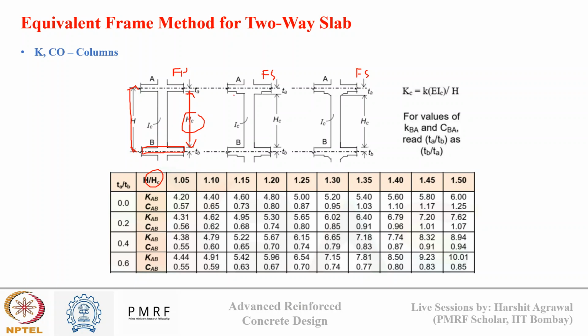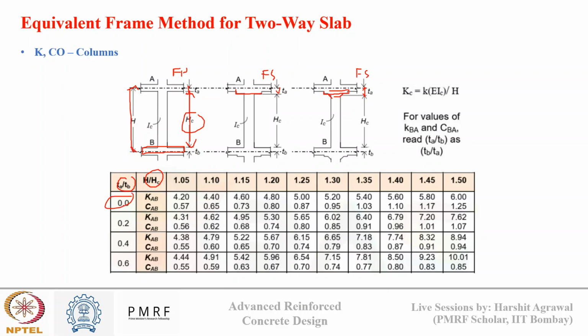TA value will depend upon whether it is a flat plate or a flat slab. So for flat plate, TA is this. For flat slab, it will be this plus the thickness of drop panel, and for flat slab with column capital, it will be the total thickness, TA plus thickness of this drop panel plus thickness of column capital. So this TA by TB ratio will also change.